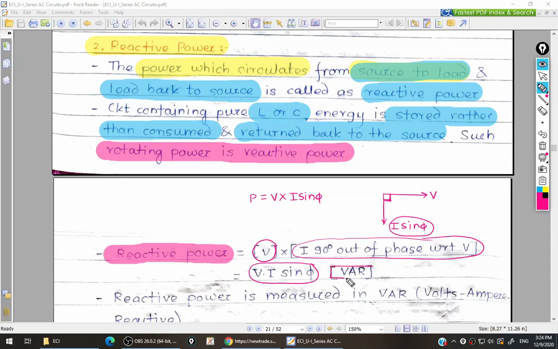So what does this VAR indicate? VAR means volt ampere reactive, since this is reactive power. So this is the unit for the measurement of reactive power. Reactive power is measured in VAR, or sometimes we call it var. So reactive power is measured in var, active power is measured in watts.